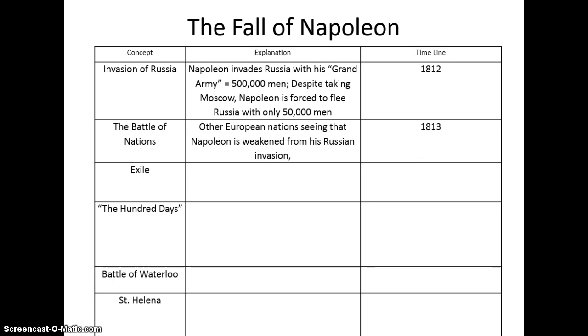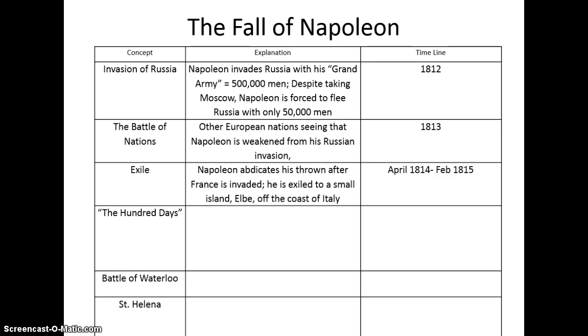In his weakened state, other European nations decide that they're going to take on Napoleon, and at the Battle of Nations, following his Russian invasion in 1813, they defeat Napoleon and the French army. As a result of his defeat, Napoleon abdicates his throne after France is invaded, and he is imprisoned and exiled on a small island off the west coast of Italy, the island of Elba. And he remains there between April of 1814 and February of 1815.